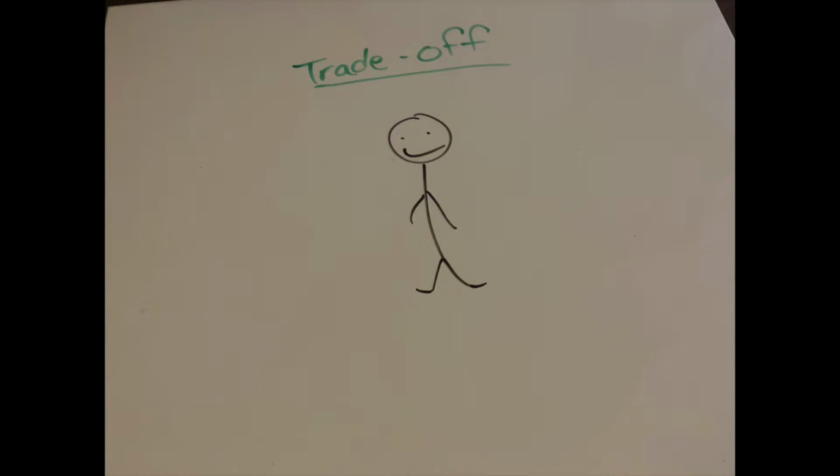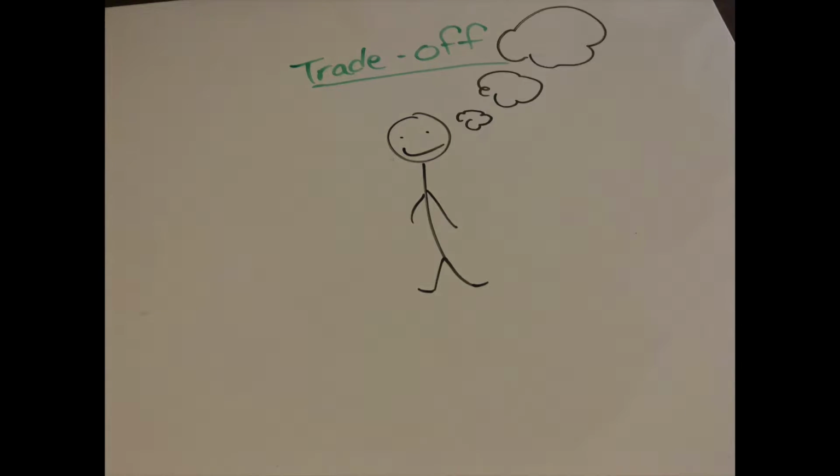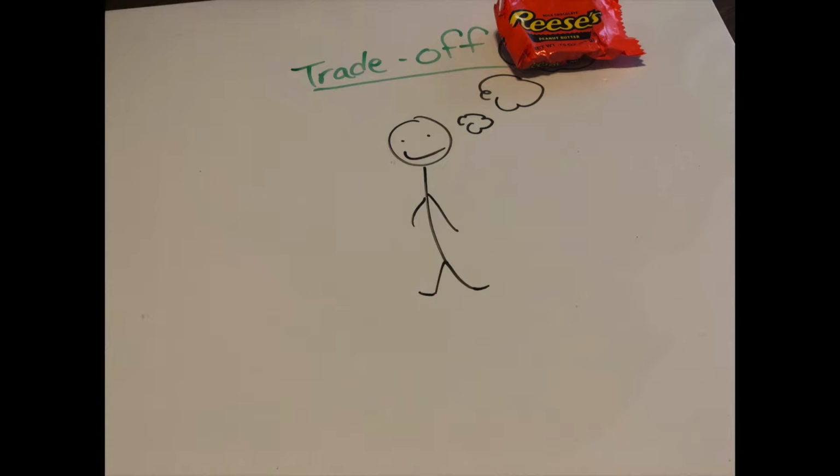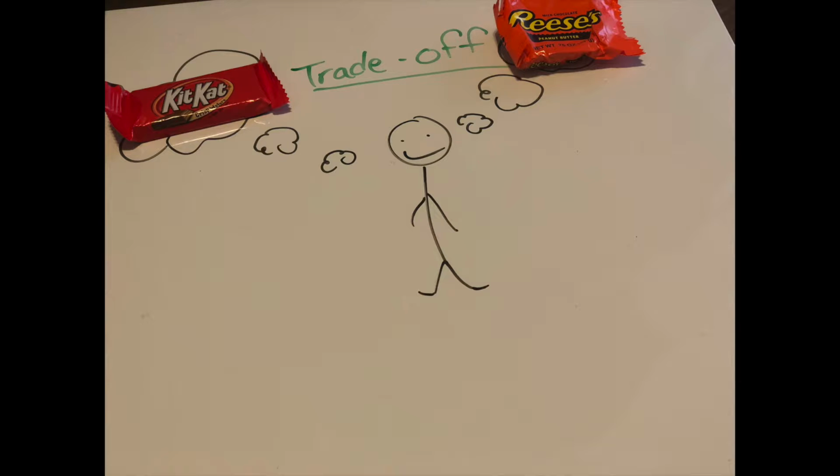good or service that they want. Everyone on Earth makes trade-offs every single day in order to get things that they need. Let me give you an example. Let's say you go to the store with a hankering for candy and you want to buy a Reese's peanut butter cup, but you see a Kit Kat bar that also sounds delicious.